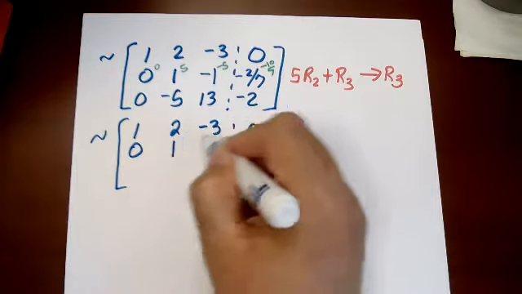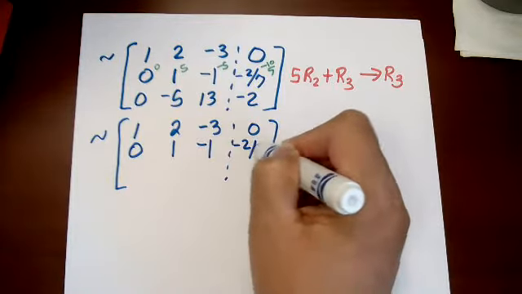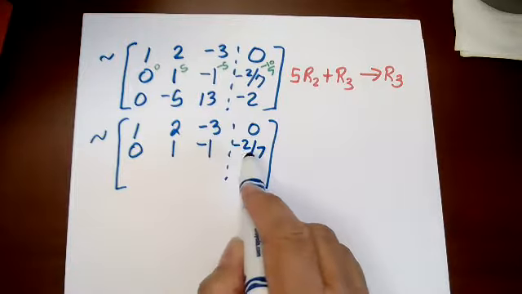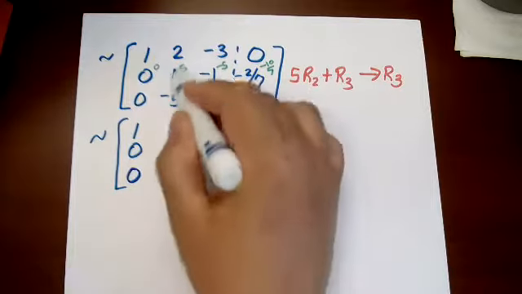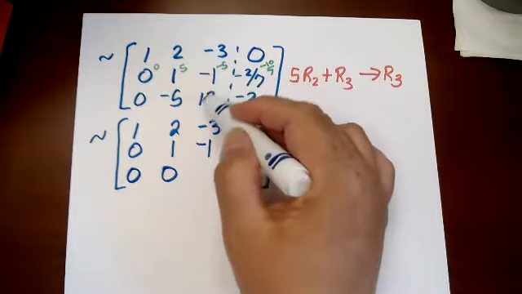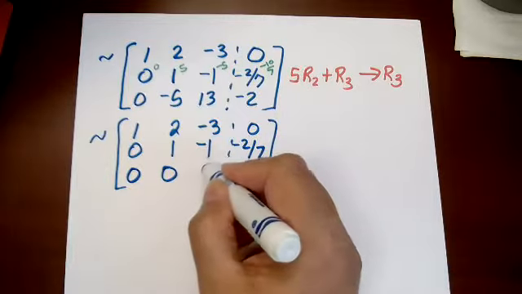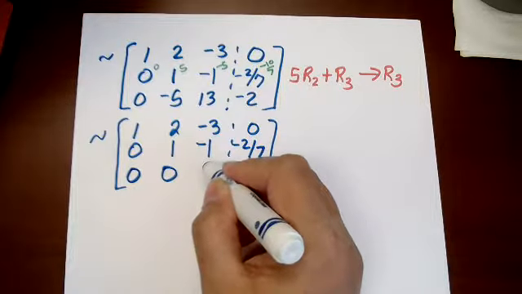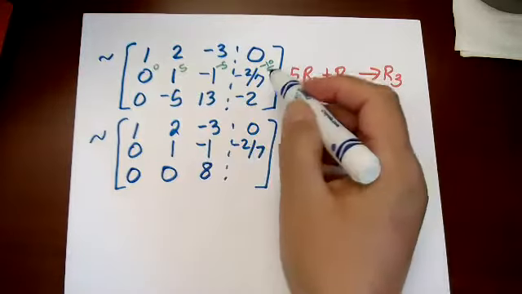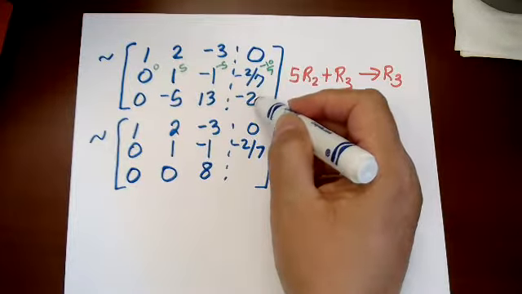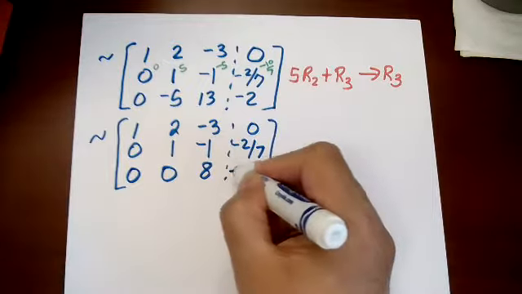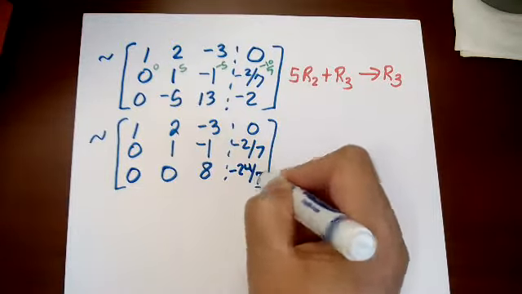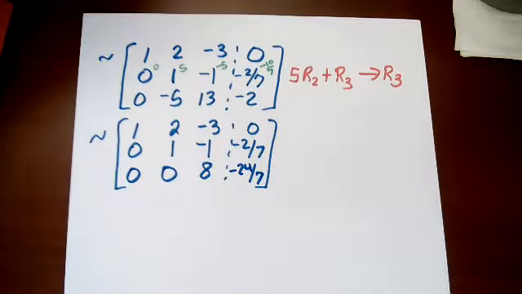Right? So this line is not really changing. It's really going to stay 0, 1, negative 2 sevenths. But I'm going to now add that to the third row. 5 and negative 5. Negative 5 and 13 is 8. Negative 10 sevenths minus 2, so that's negative 14 sevenths. So negative 10 sevenths and negative 14 sevenths is negative 24 sevenths.